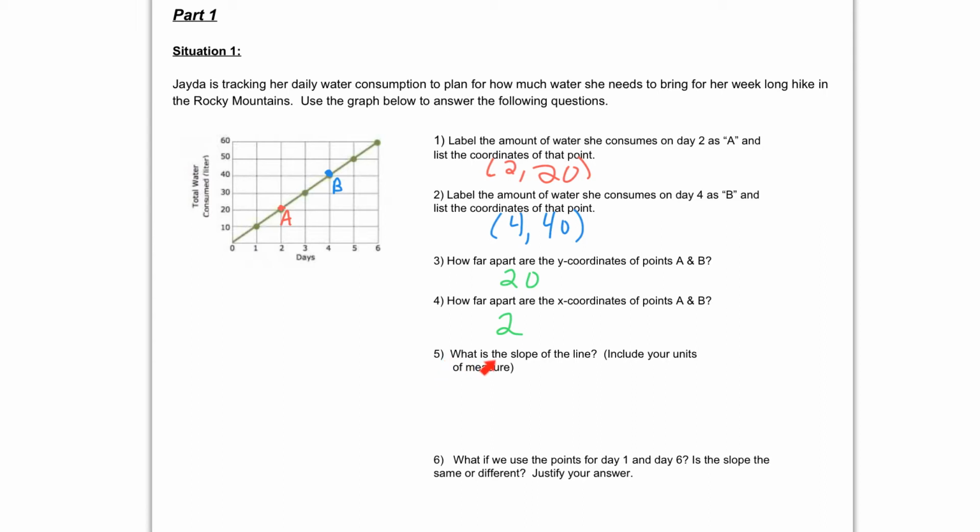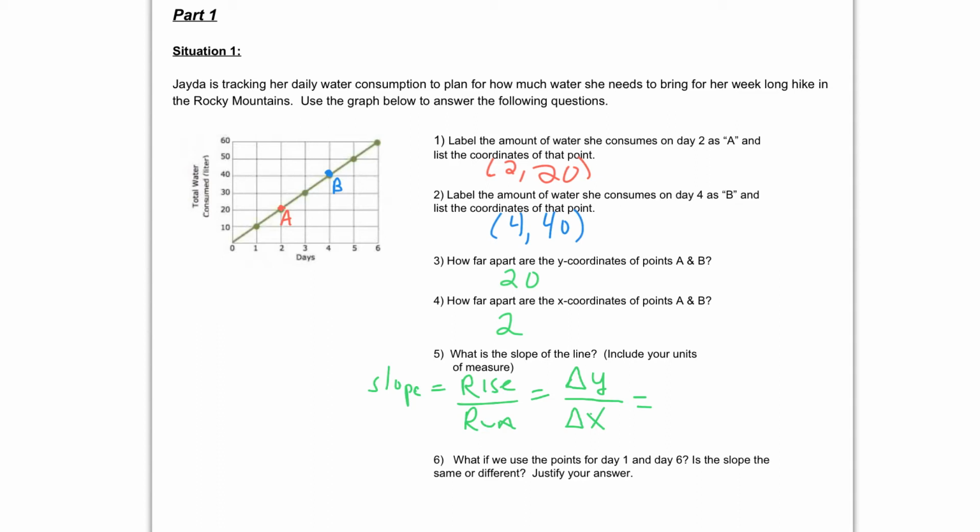Question number 5 says, what is the slope of the line? Include your units of measure. So the slope of a line is the same thing as the rise over the run. The rise being the change in y, and an abbreviation for change in y, this triangle here indicates it's the change, and we can say the change of y on the top, so the up or down on the top, and it's the change of x, the run, on the bottom.